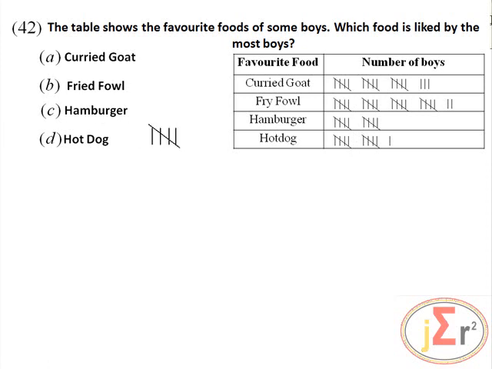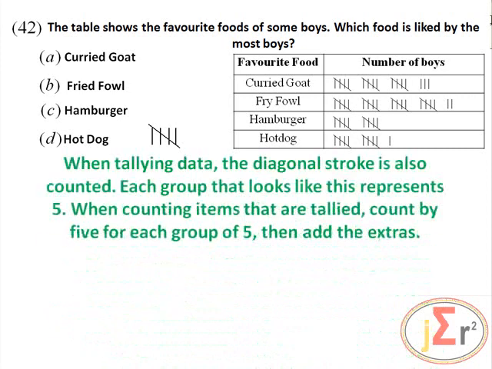There we have our 4 vertical strokes and the diagonal stroke involved also. When tallying data, the diagonal stroke is also counted. Each group that looks like this represents 5. When counting items that are tallied, count by 5 for each group of 5, then add the extras. So when we look here, we can see that it's 5, 10, 15, 20, and 2.